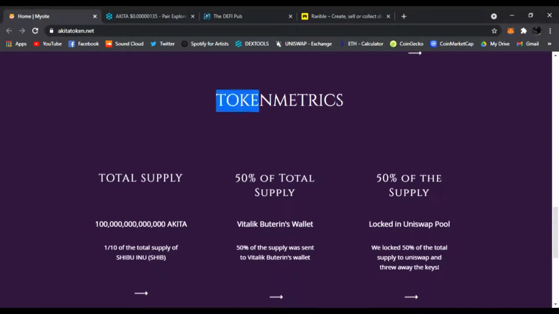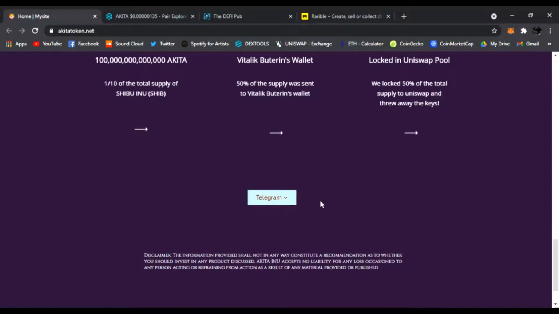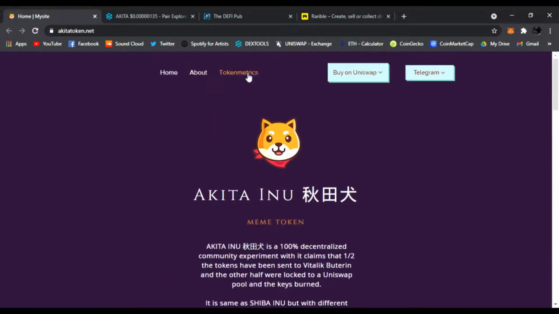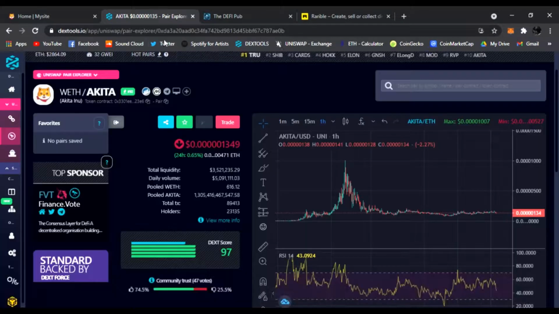Here's the token metrics. Total supply, there is a ton, and it's 1/10 of the total supply of Shiba Inu. 50% of total supply went to Vitalik, and then 50% of the supply locked in the Uniswap pool. Very nice. And you can join them on Telegram right here, clicking below. Up above, they do have what we just went over about token metrics, on Uniswap and Telegram. So that is Akita Inu, very cute little token. Let's see how it's doing on DEX tools.